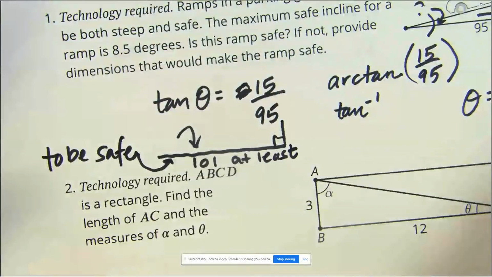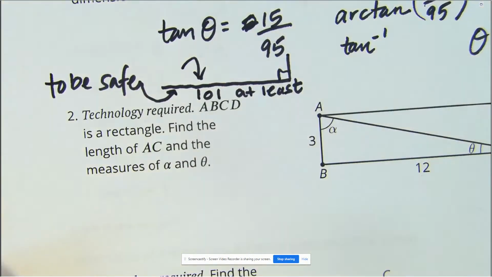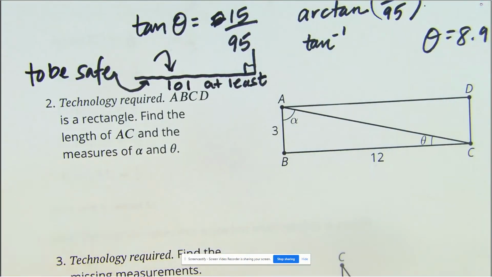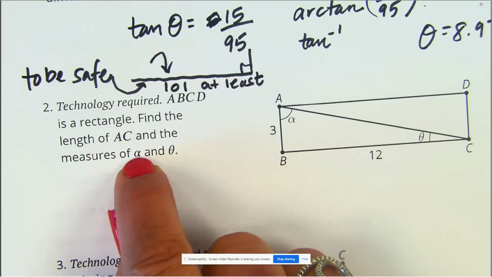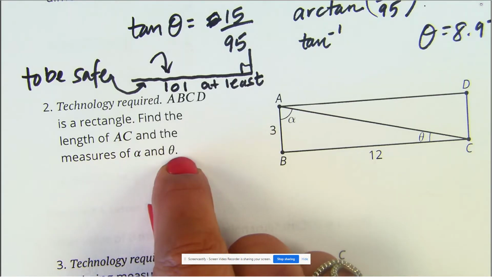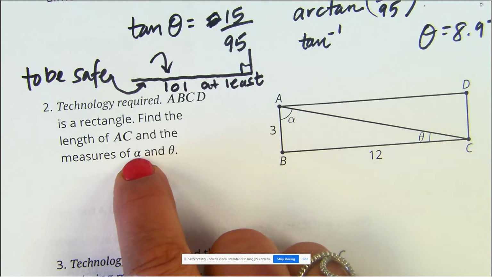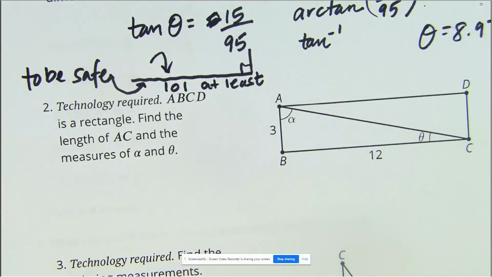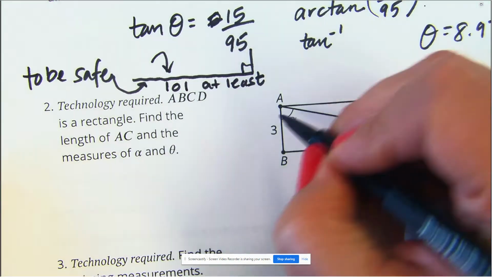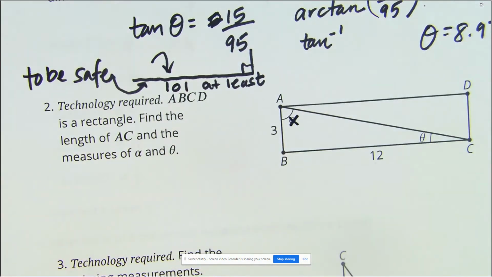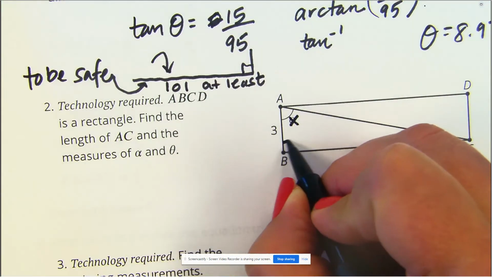Okay? Number two, ABCD is a rectangle. Find the length of AC and the measure of, oh boy, I can't remember what that Greek letter is called. I'll have to look that up. I know that's theta, but I don't know what that is. Okay, so we're just going to say x. Find the measure of x and theta. I'm going to change this to x because Miss Austin is having a mind blank. So first of all, it's a rectangle, so I know this is 90.